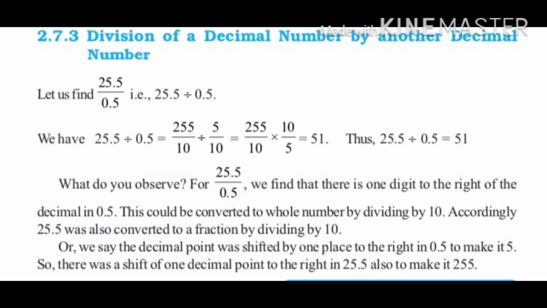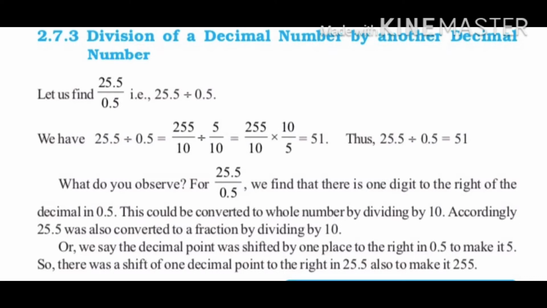Now what we will do, we know that when we divide two fractions, we convert the division into multiplication and we write the reciprocal of the second fraction. Means what we will do, we will write 255 by 10 into 10 by 5. That is the reciprocal of 5 by 10. The answer will be 51. Thus 25.5 divided by 0.5 is equals to 51.